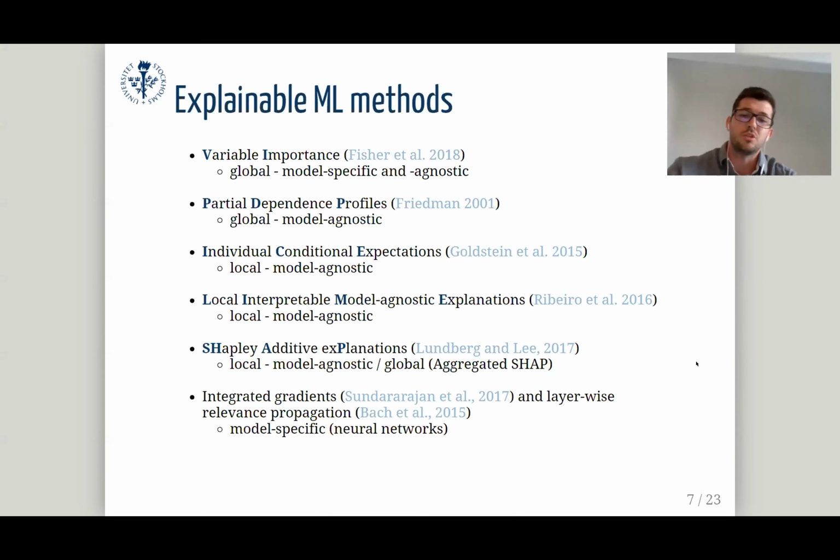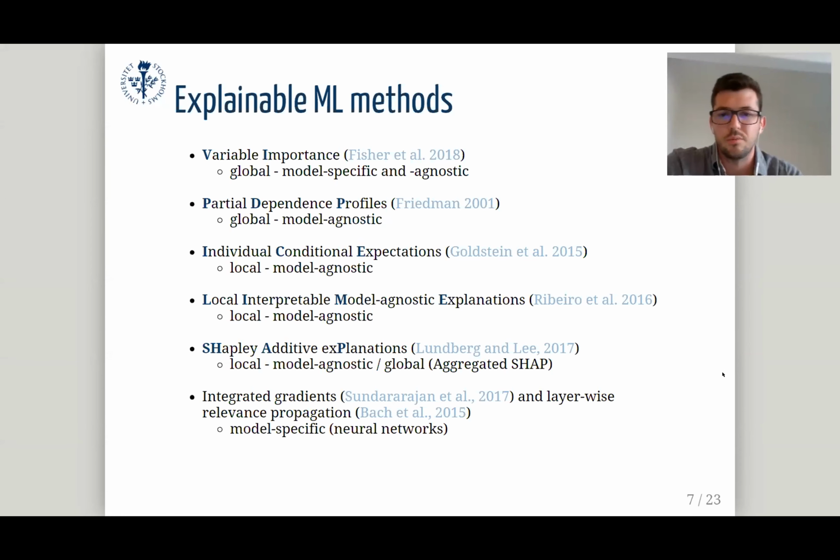And there are other model specific ones that we have been seeing in many of the presentations, for neural networks more specifically, and there are many different ones. I just give two examples here, the integrated gradients and the layer-wise relevance propagation. But in this presentation, I'm not focusing on neural networks, so I'll have a greater focus on these first ones, which are model agnostic.